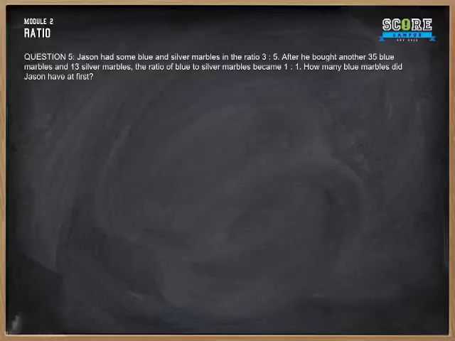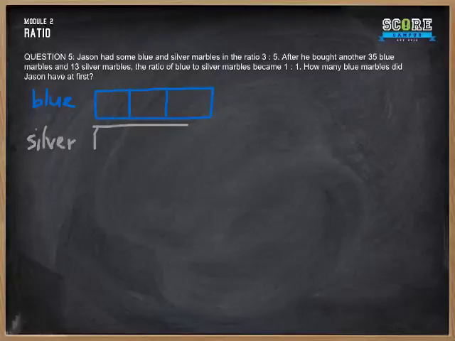So technically this is like a before and after question. So let's set it up by drawing a model using the given information. Step 1, before. Before we had what? 3 blue units is to 5 silver units. So let's draw it up. We get 1, 2, 3, 4, 5.